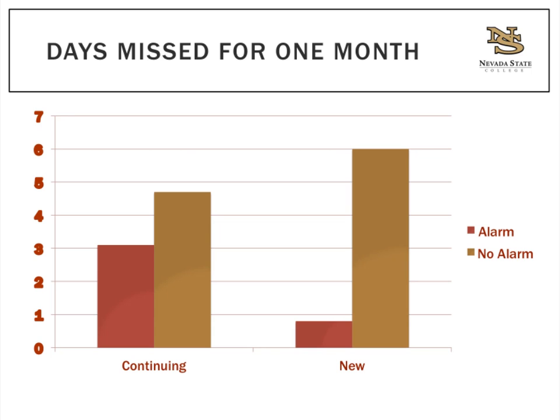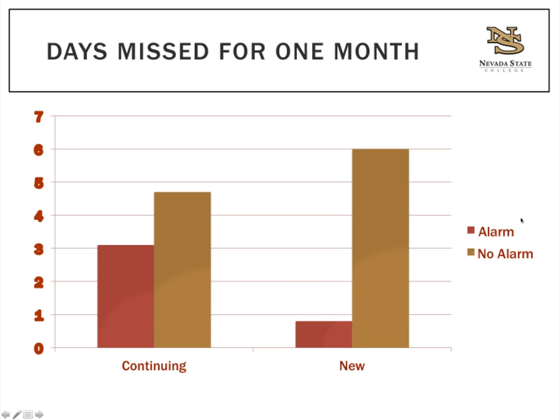Whoa, in this case, it looks like we got a similar effect. Patients who were given an alarm missed fewer days than patients who were not given an alarm, but that difference is whopping, right? We go from less than 1 day all the way up to 6 days. This difference is a lot bigger than this difference, okay? So it looks like even though the effects are similar, they're slightly different depending on the type of patient we're looking at. So let's go ahead and figure out our main effects and our interaction.